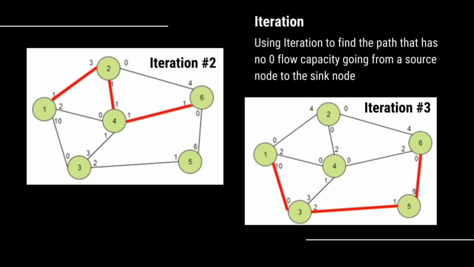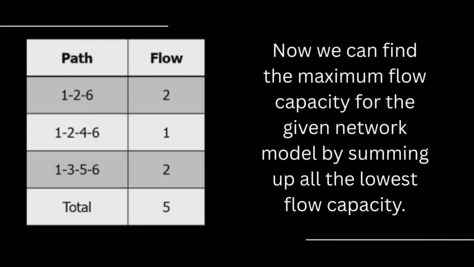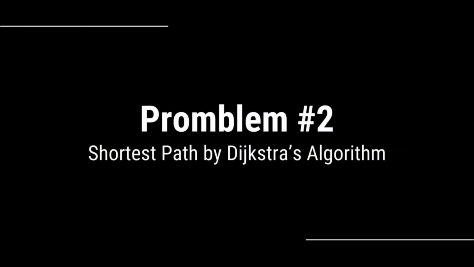As you can see, we choose another path to do the same step 1 to step 4 method that we do in iteration 1. After the iteration, we can now see that the value of the capacity flow has now changed. And with that, we can see that every path has a zero capacity flow. That means we can now find the maximum flow capacity for the given network model by summing up all the lowest flow capacity. Now let's go to problem number 2, which is the shortest path.